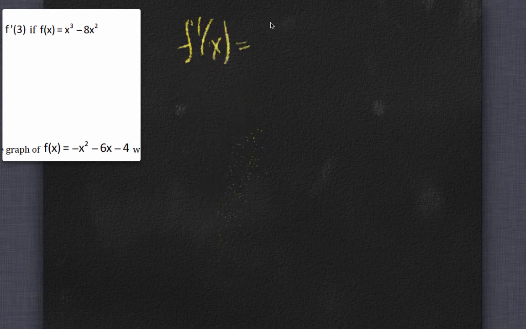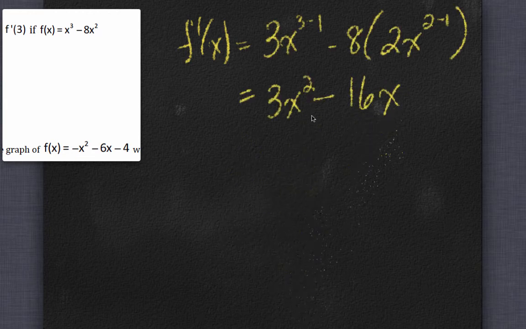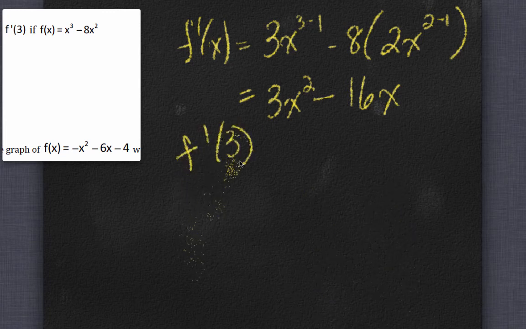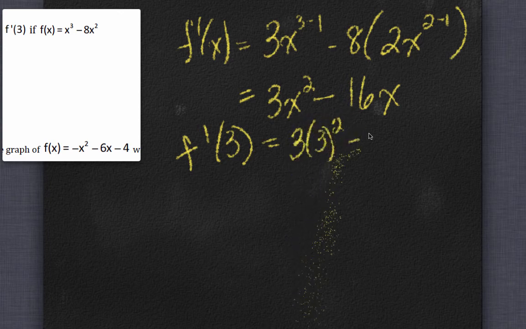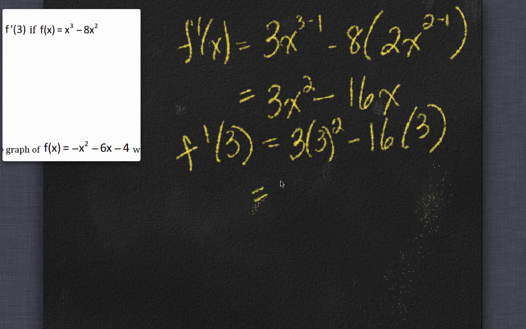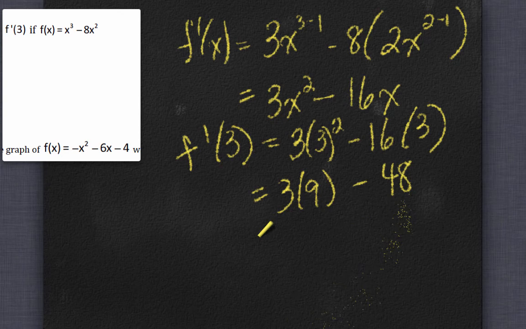Bring down the 3, x to the 3 minus 1, minus 8 times. Bring down the 2, x to the 2 minus 1, equals 3x squared minus 16x. So if I want to know what that is when I plug in, or what f prime of 3 is, I just plug it in. Once I've written it this way, the derivative is a function of x, so I can just plug stuff in. So 3 times 3 squared minus 16 times 3 is 3 times 9 minus 48.